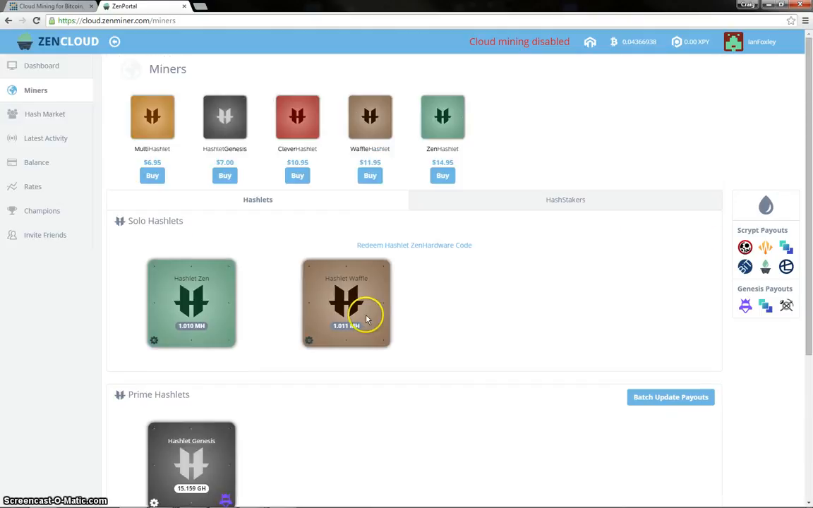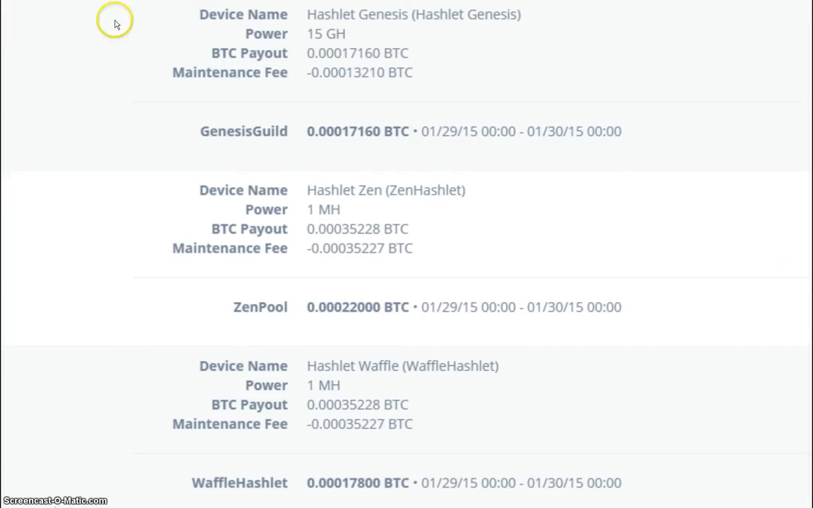So anyway, what I'll do now is go over to the payouts, and I'll show you what my final payouts were for the Waffles, for the Hashlet. As you can see, the last payout I had was on the 29th of January. So that was the mining done on the 29th of January and the 30th. It was about the end of January, beginning of February, when everything stopped. You can see here that I had a payout of 17,160 Satoshi with a fee of 13,210. That gave me a final payout of 3,950 Satoshi.